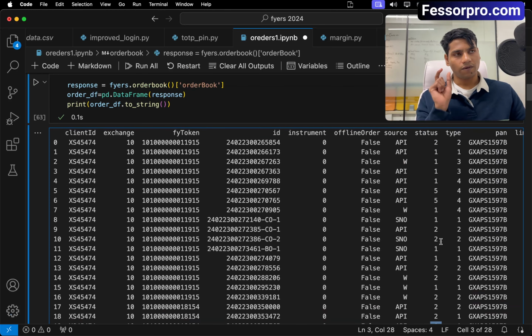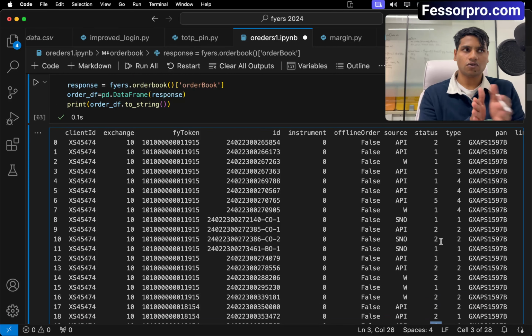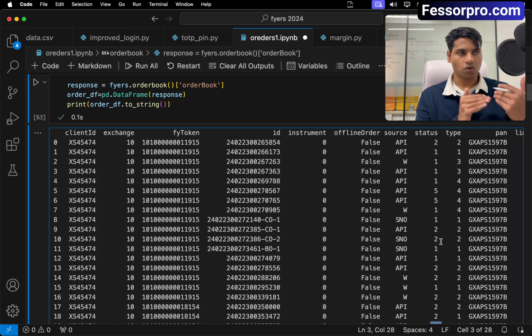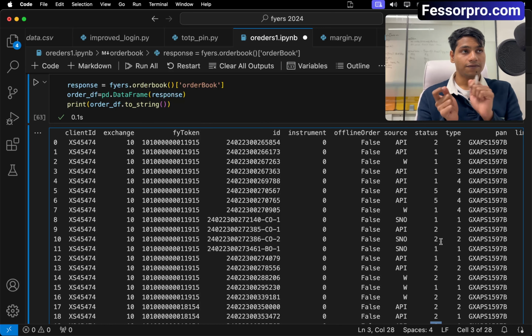So whenever you place an order, first it will go to transit, and instantly after transit, it will go to pending. Once it is pending, if you cancel the order, it will show 1. If the order gets filled, it will show 2. And if the order got rejected, it will show 5. So this status is quite important when you're dealing with orders.